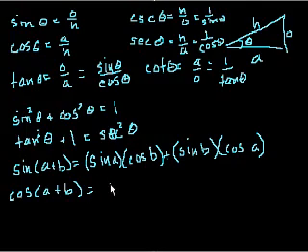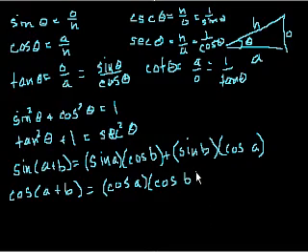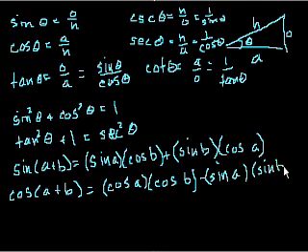So that is equal to the cosine of a times the cosine of b, and I proved this in another video, hopefully to your satisfaction, minus the sine of a times the sine of b. Now these are pretty useful, because from these we can come up with a bunch of other trig identities.